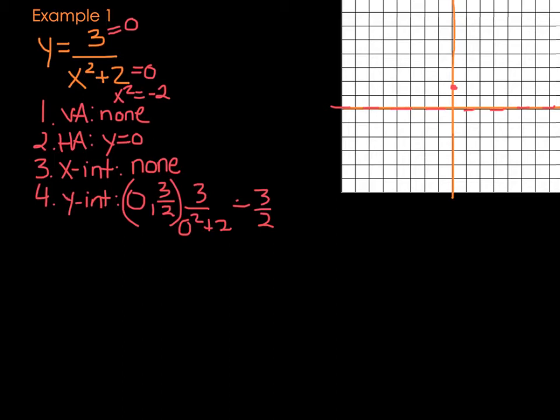Okay, the fifth thing was slant asymptotes, and remember, to have a slant asymptote, your degree on top has to be 1 higher than the bottom. Here our degree on top is 0, our degree on bottom is 2. That's not the case, so we have no slant asymptote.